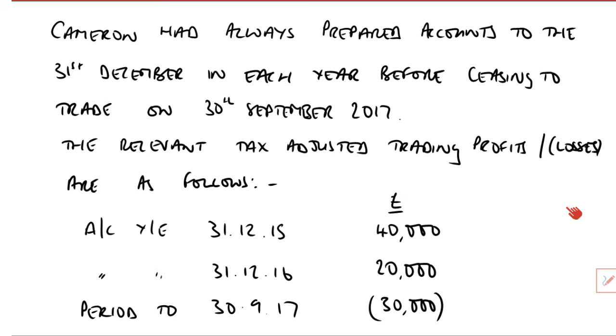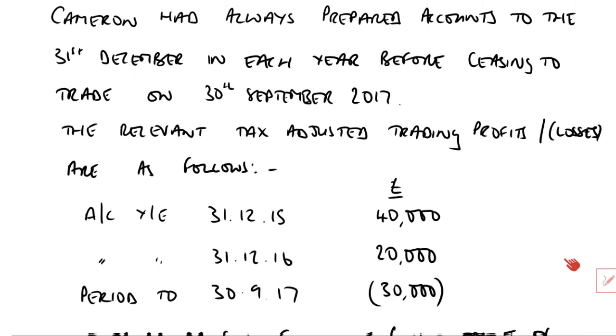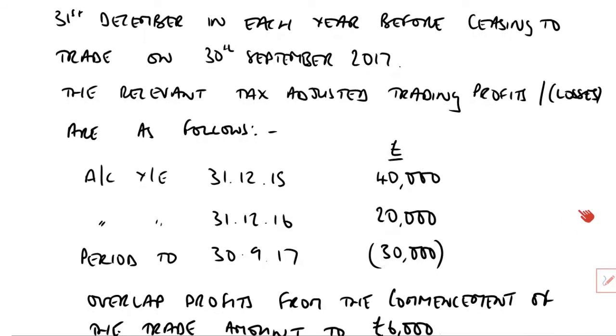We have got here Cameron had always prepared accounts to the 31st of December in each year, before then ceasing to trade on the 30th of September 2017. We're then told what the relevant and recent tax-adjusted trading profits or losses were, and as we see, for what were the years ending December 15 and 16, we've got descending profits. The writing is on the wall for this business.